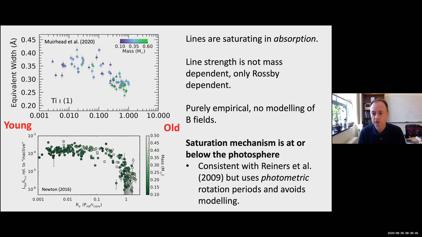It's interesting that the line strength is not mass dependent. It's only Rossby dependent. So here, all of these colors go by the mass of the star, and it's just a mix. This result is purely empirical. We have not modeled B fields at all. We're just looking at equivalent width.